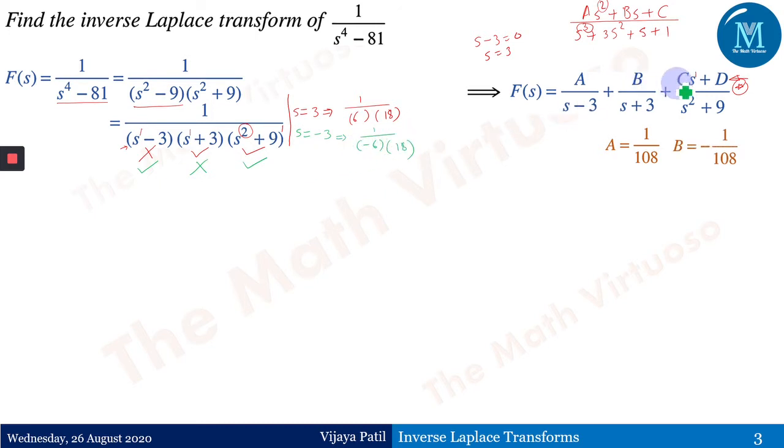And here for C and D, there is no escape actually from going for the traditional method, but yes, definitely I'll give you a very easy and very compact method so that you will get the value of C and D very fast.